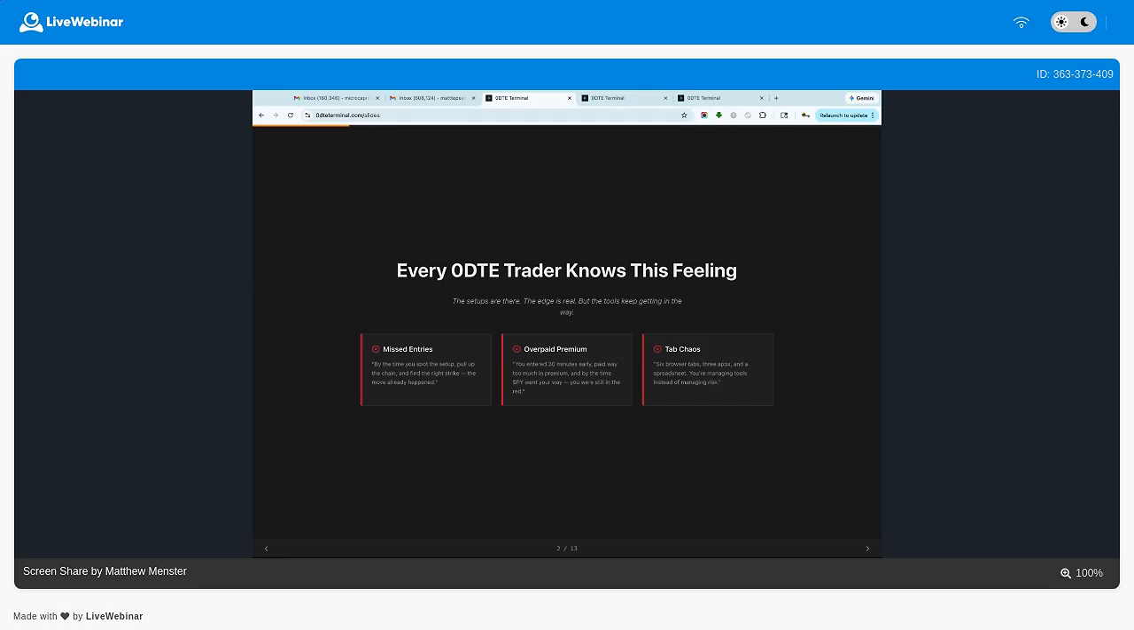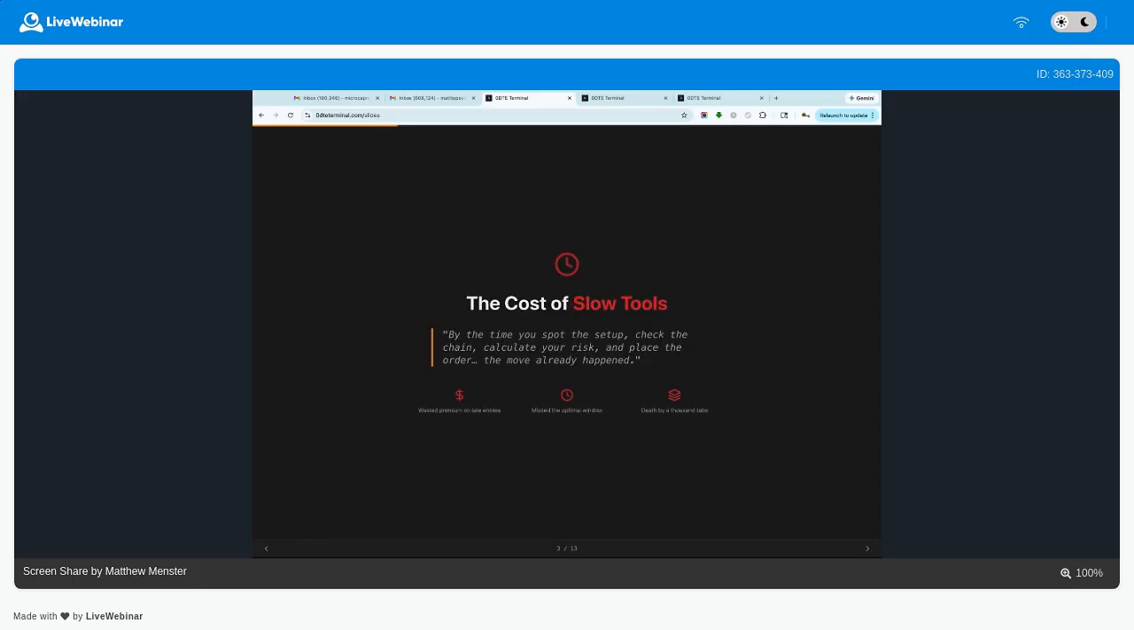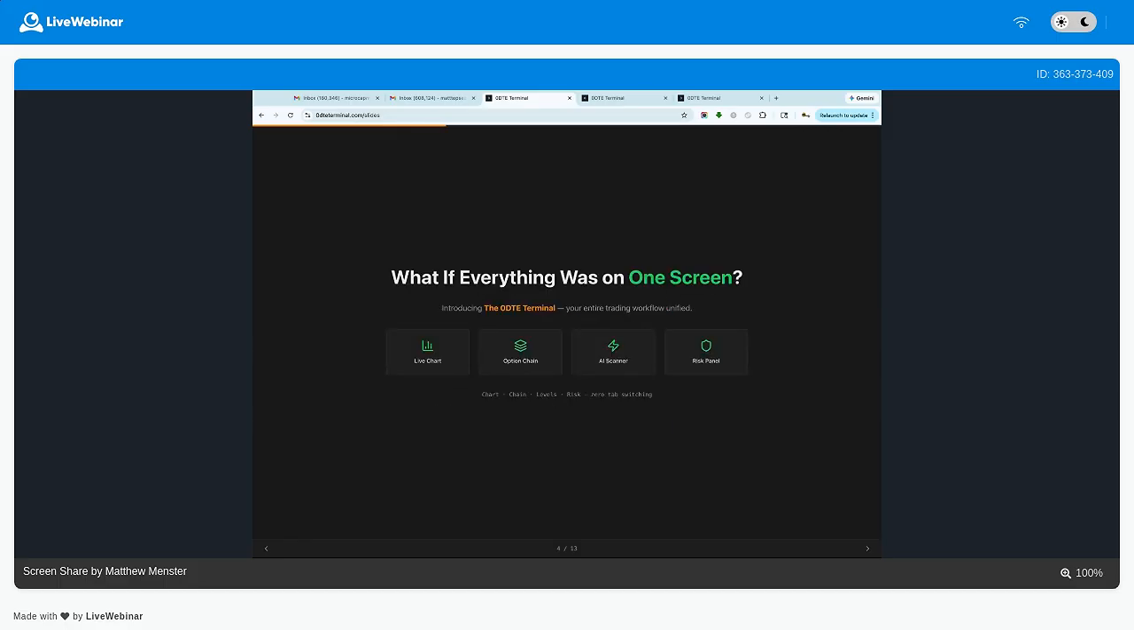And like I said, tab chaos, like trying to manage. How many of you have more than 10 tabs open on your browser right now? You don't need to raise your hand. There's probably a few of you. So you can reduce all that to one spot, a one-stop shop, and the speed is an optimal factor here. So what if everything was on one screen for a zero DTE platform? So that's what the zero DTE terminal does, guys.